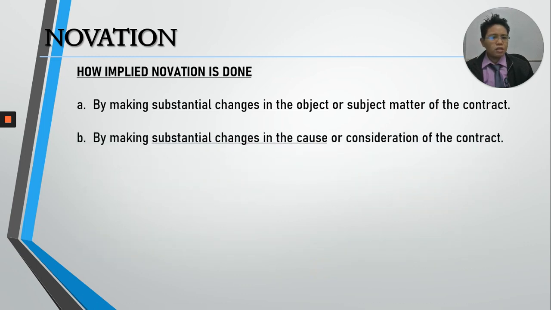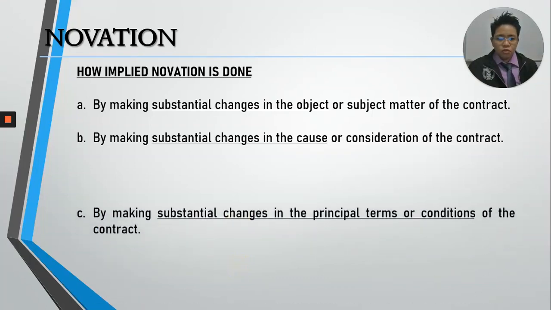Now, what else? You can also make substantial changes in the cost or consideration of the contract. So, substantial changes in the cost, meaning the price, especially in a contract of sale. Now, if the purchase price is 500 and you raise it to 1,000 pesos, that is novation. Now, if the price is reduced from 500 to 300 pesos, remember, this is not novation, but actually implied remission. So, that is what we should remember. Upward change in price, novation. Reduction in price is remission.